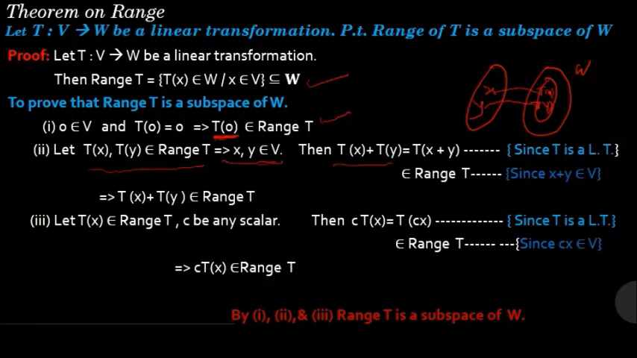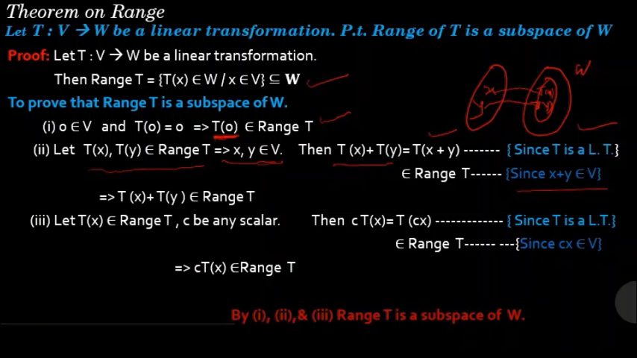Why? Since T is a linear transformation. So this is T of X plus Y. That means this is the T image of X plus Y. So where will the T images be? They belong to the range of T. Therefore T of X plus T of Y belongs to the range of T. Why? Since X plus Y belongs to V, that implies T of X plus T of Y belongs to the range of T.